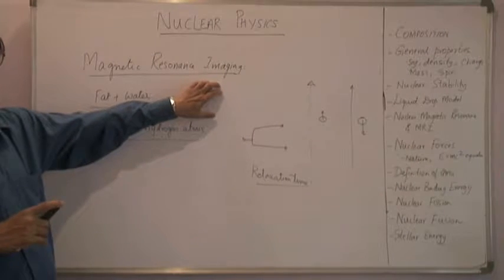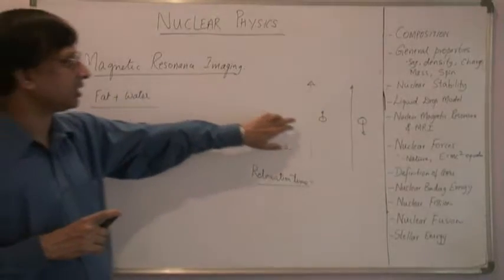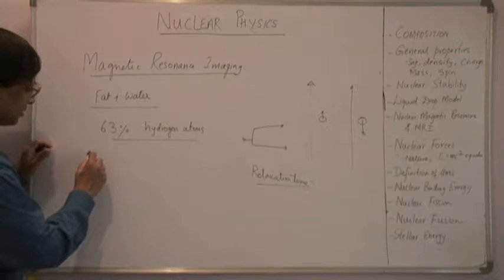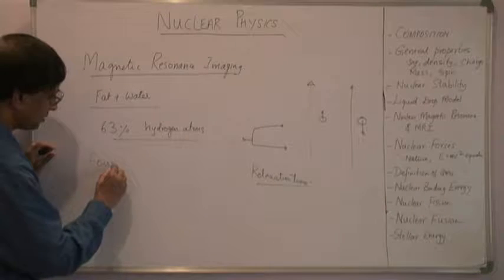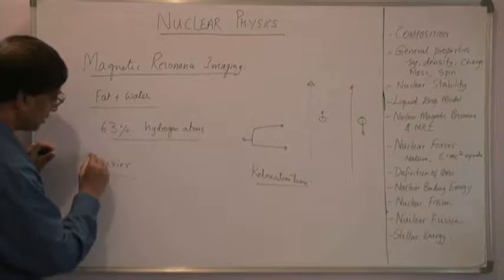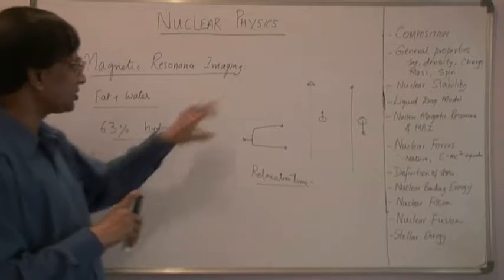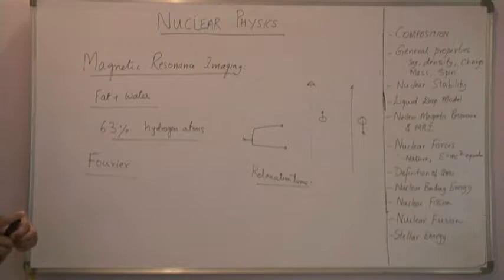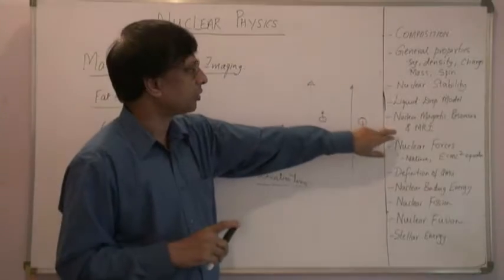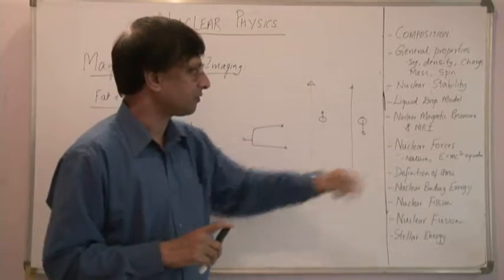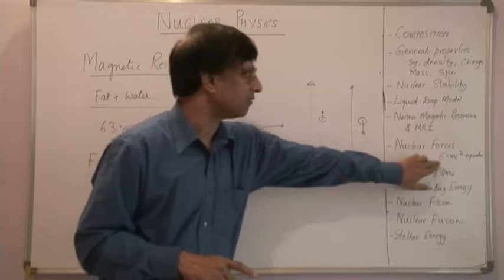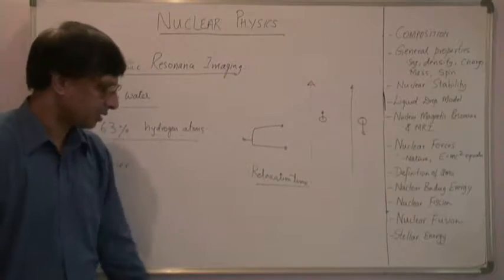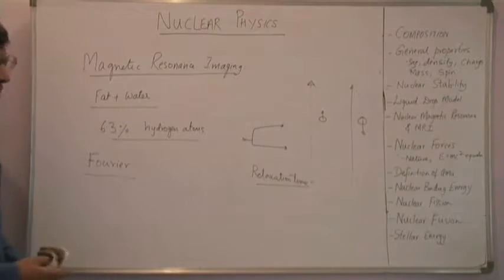It's called non-invasive imaging. We find out the structure of the tissues inside the body, and using what are known as Fourier equations, the images are obtained. So this is about magnetic resonance imaging. Now we have covered up to this portion. Now we will look at nuclear forces, the nature of nuclear forces, and then we will look at Einstein's famous equation E=mc². I hope up to this the concepts are very clear.